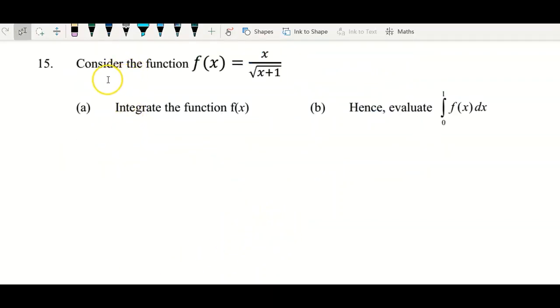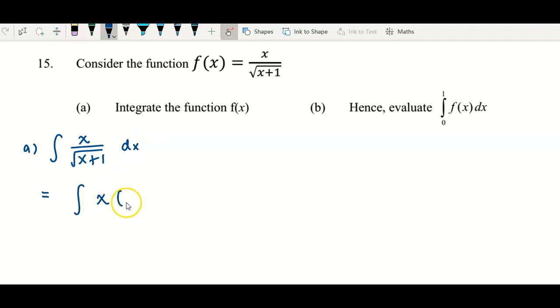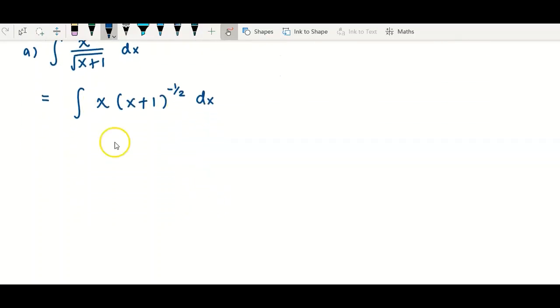For this question 15, which is my last question, consider the function f(x) and integrate the function. You need to integrate this function. This is for the answer A. Integrate x over square root of x plus 1 dx. So for this question, I will rewrite it into this form. And I know that I'm going to use substitution method to integrate this.